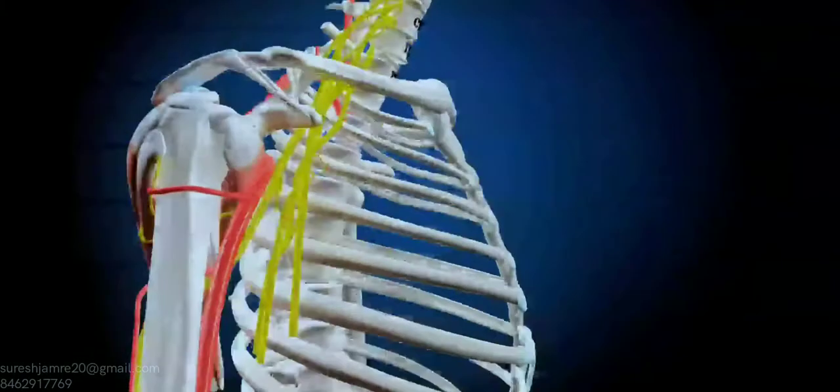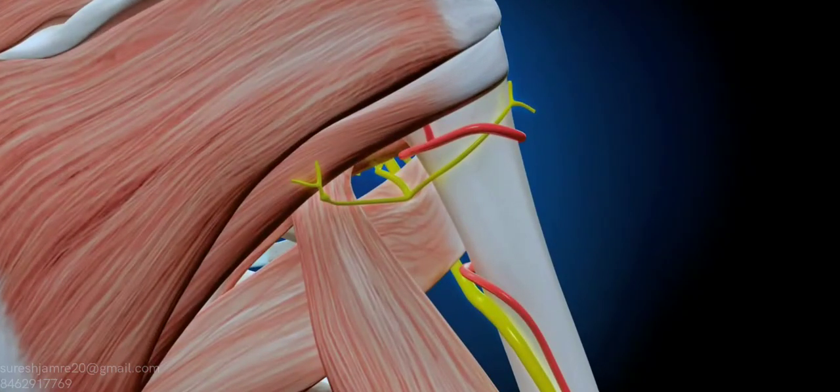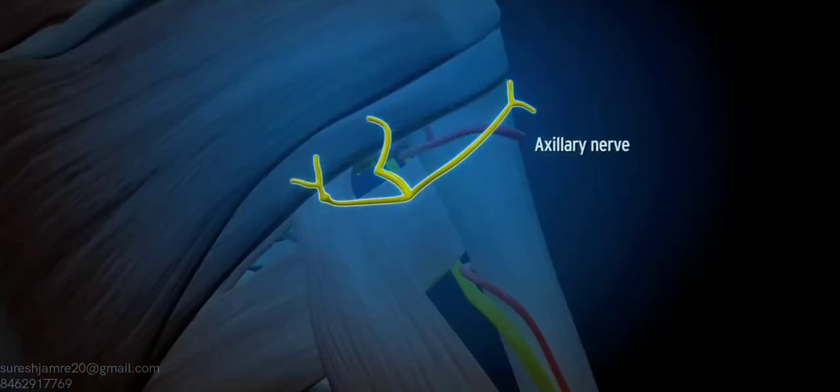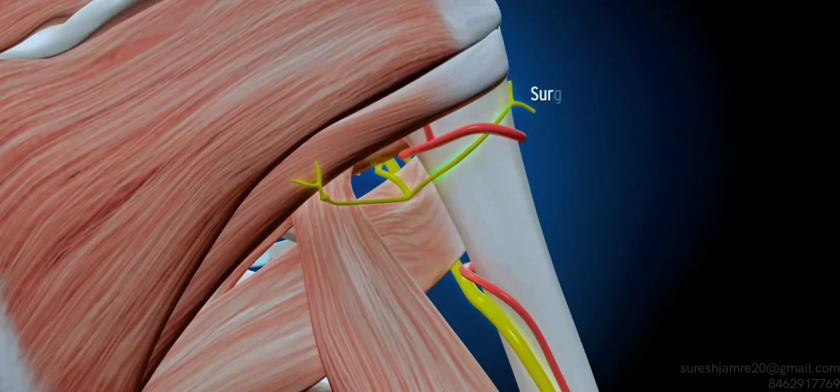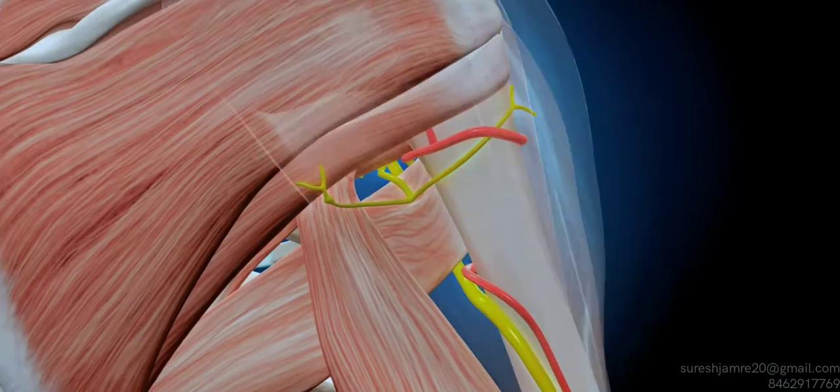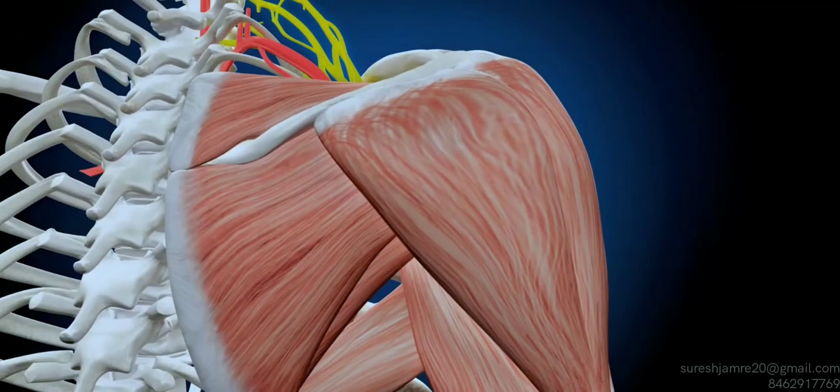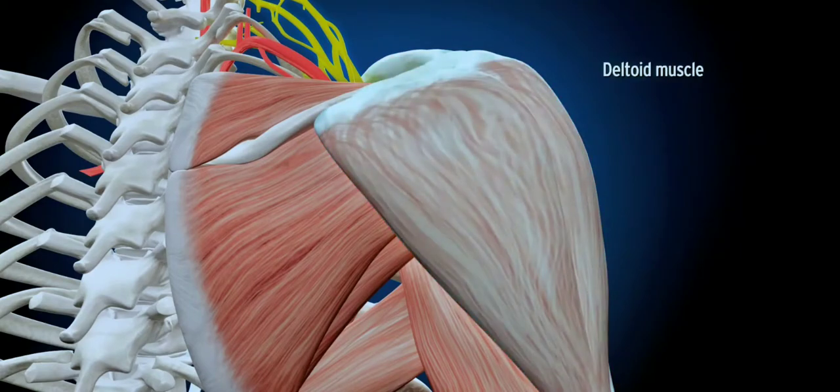Axillary nerve. Axillary nerve is also called as circumflex nerve as it surrounds the surgical neck of humerus. It is important nerve since it supplies the deltoid muscle which is main abductor muscle of the arm.